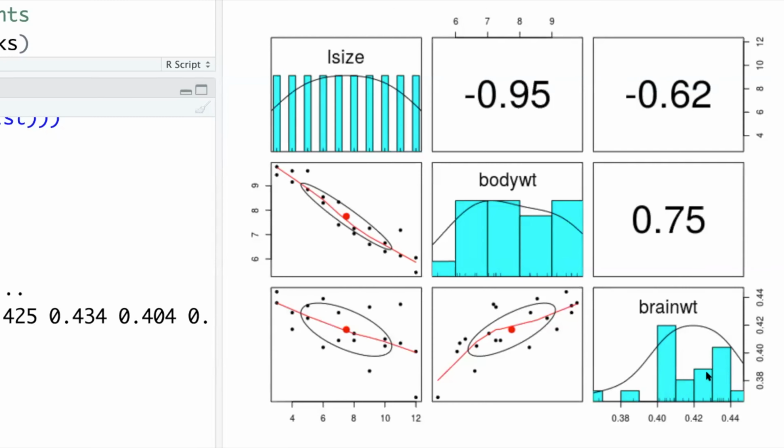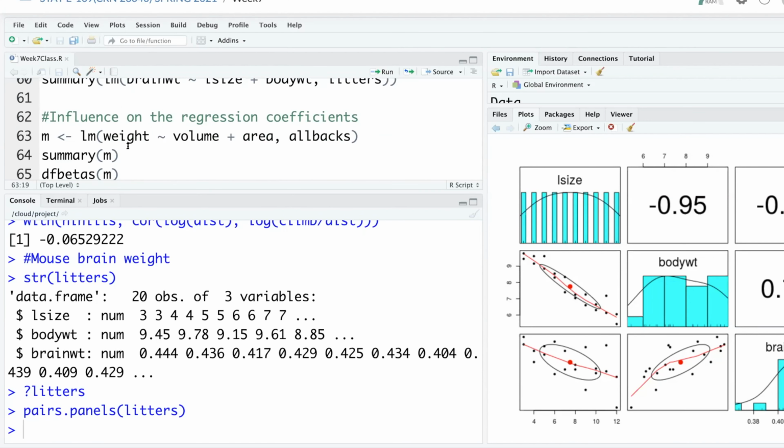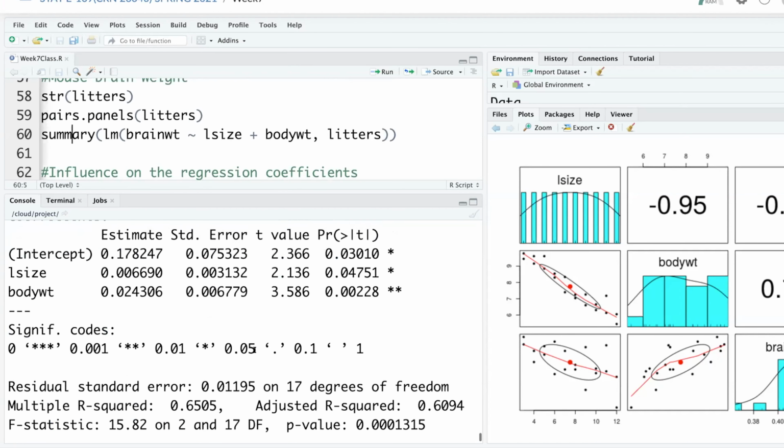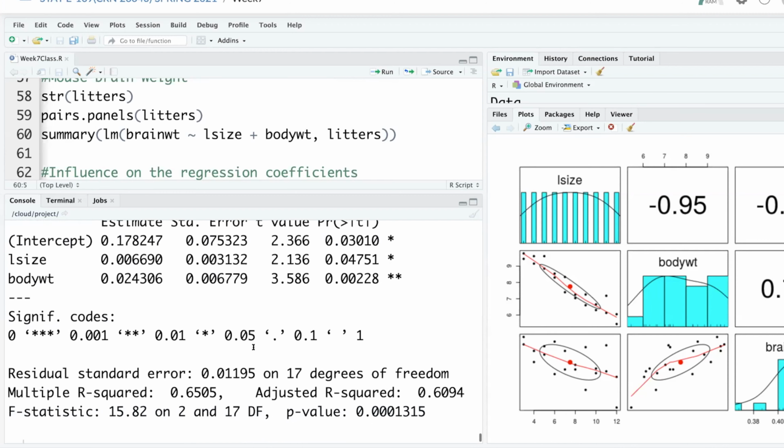If we say brain weight is the response variable, then that versus L size is negative. As litter size goes up, brain weight goes down. And brain weight versus body weight is positive. As body weight goes up, brain weight also goes up. If you run this model with L size and body weight, I have run the summary also along with that. So this is what you get.